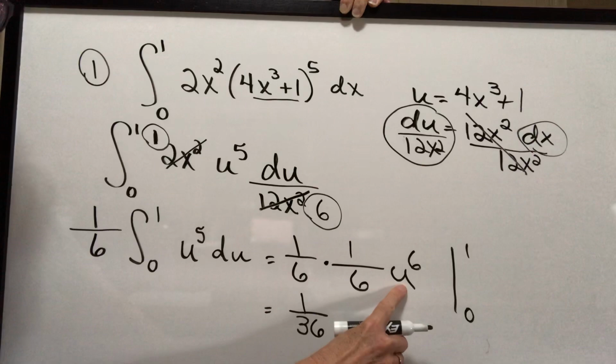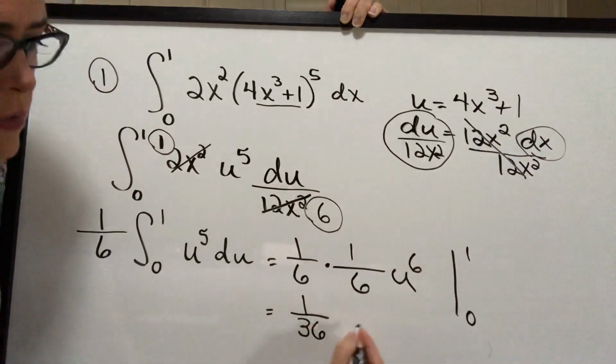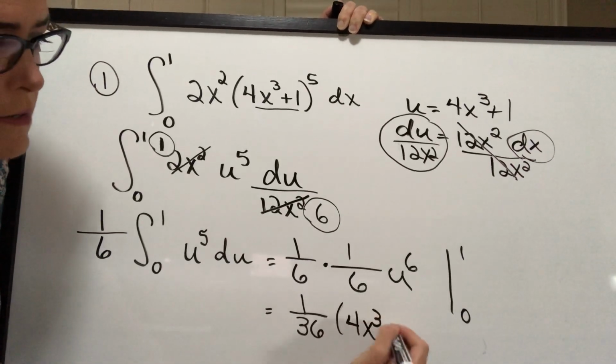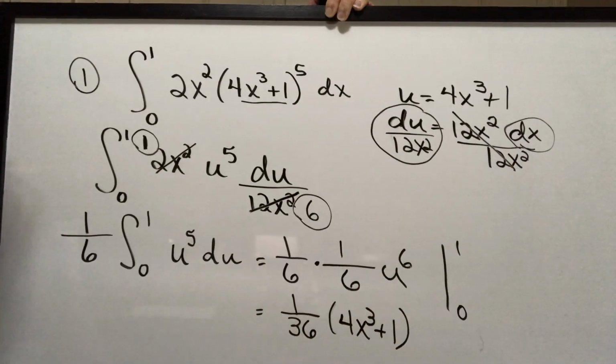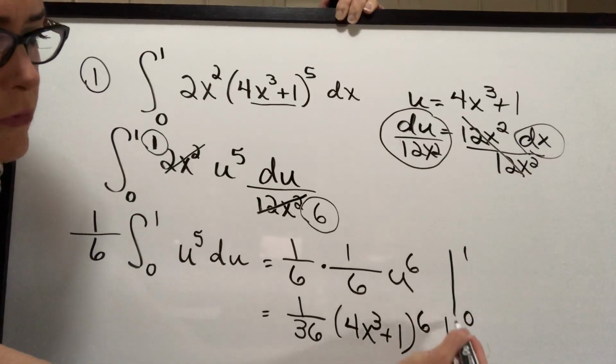Remember that the u is the 4x cubed plus 1 that we were looking at earlier. So it's 4x cubed plus 1 raised to the 6th power. And then we have to evaluate that between 0 and 1.